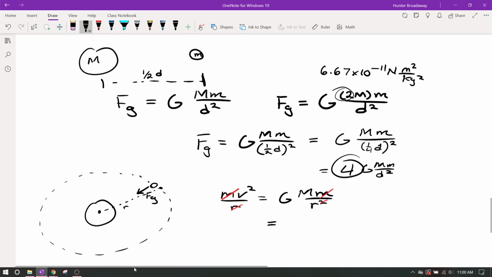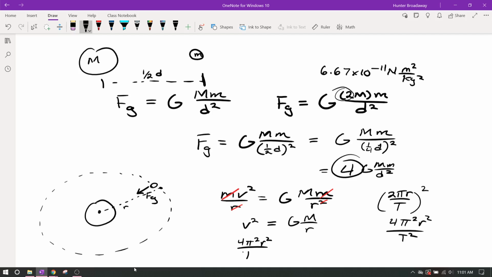That's going to make those go away. That leaves us with v squared is equal to GM over r. Okay, I'm going to go ahead and take this velocity and say that that's 2 pi r over T, and I'm going to square it. That becomes 4 pi squared r squared over T squared. So 4 pi squared r squared over T squared is equal to G times big M divided by r.